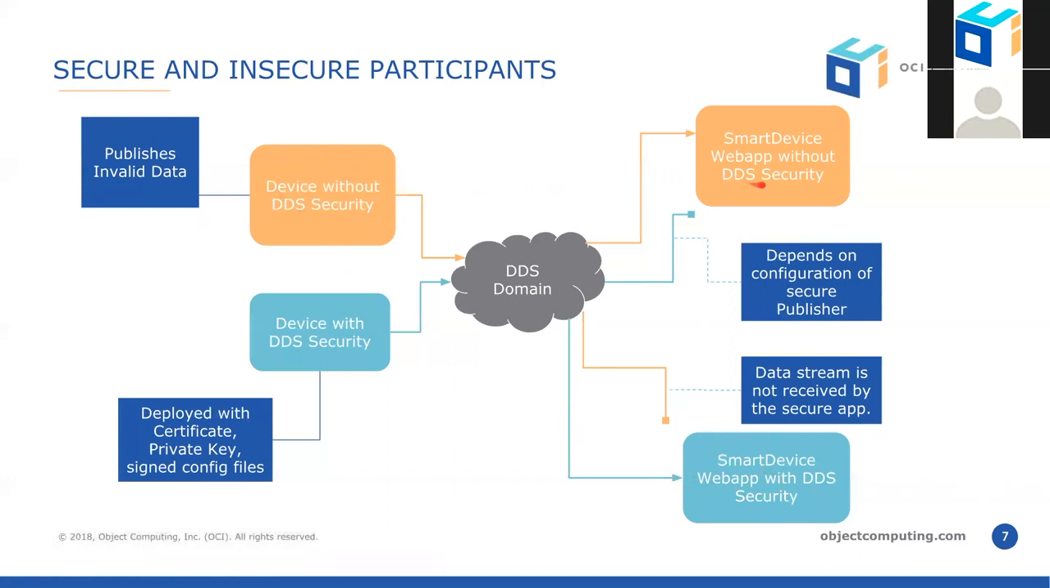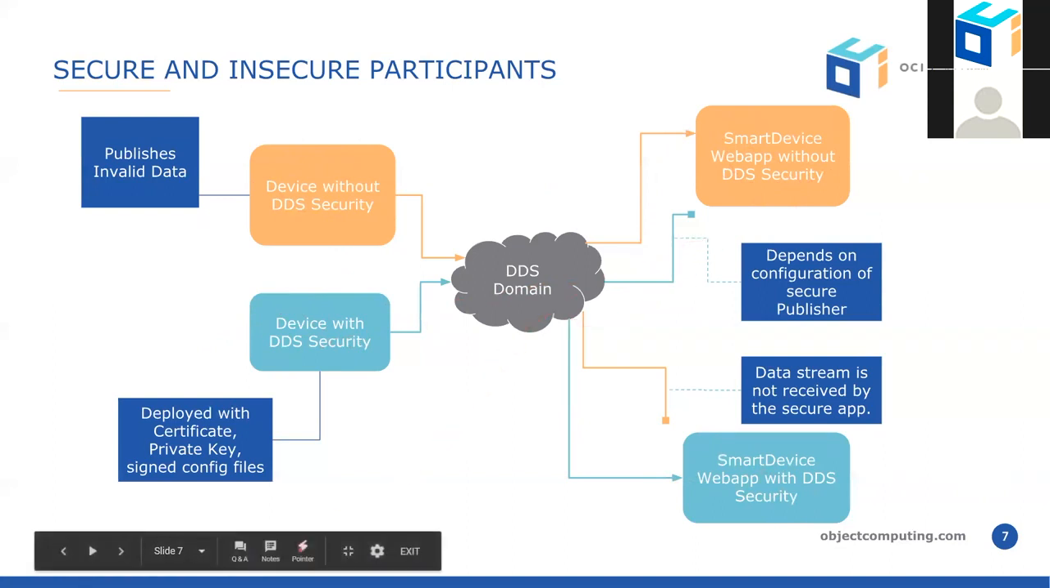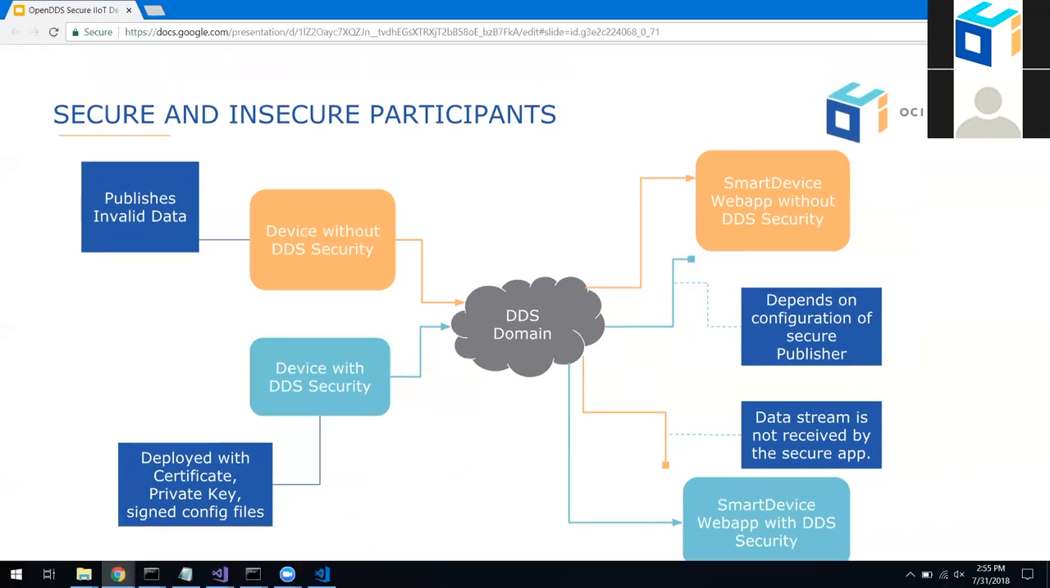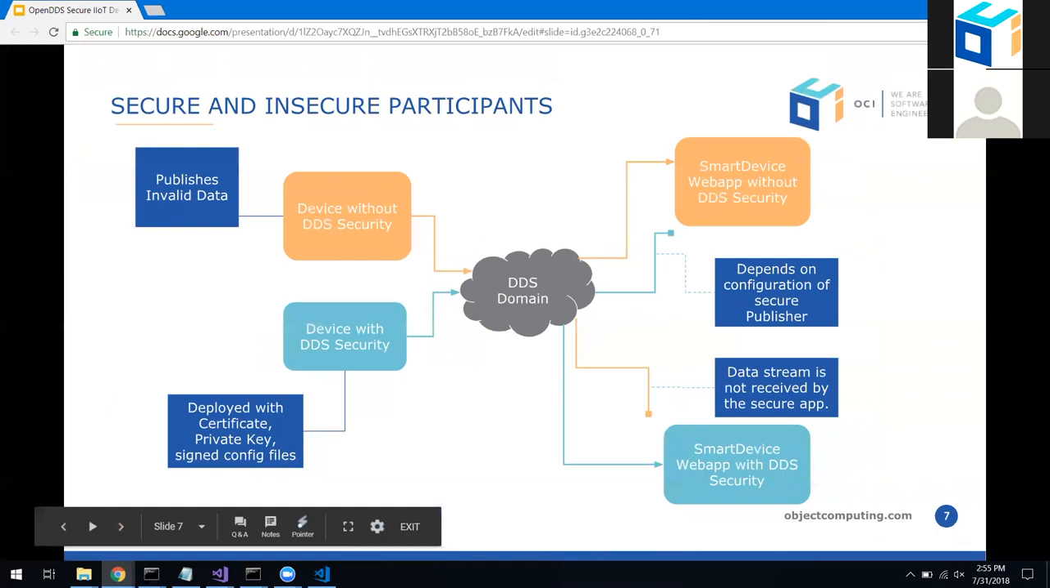Similarly, if we run the receiver side, the smart device web app without DDS security enabled, in our current configuration, it won't see this blue data flow. It won't see the data coming from the device with security, because that data is encrypted and it has no decryption keys for that data. So let's take a look at the demo in action.